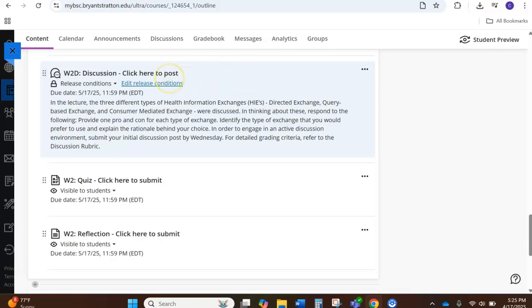This is our discussion post for the week. And this week we're going to talk about the 3 different types of health information exchanges. We have directed exchange, query-based exchange, and consumer-mediated exchange. We're going to discuss the 3 of them. You're going to provide one pro and con for each type of exchange, and then identify the type of exchange that you would prefer to use and explain the rationale behind your choice.